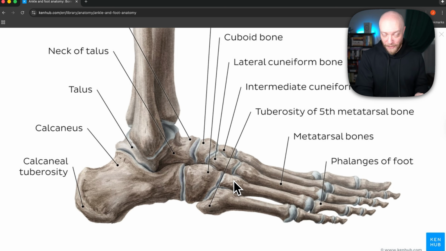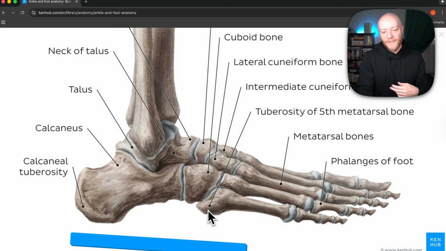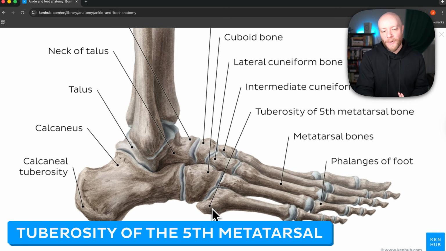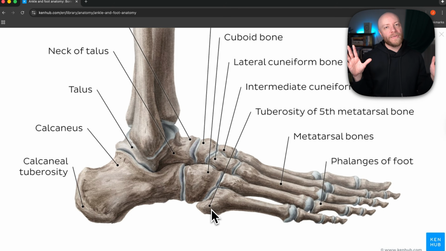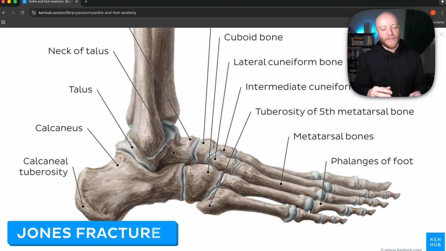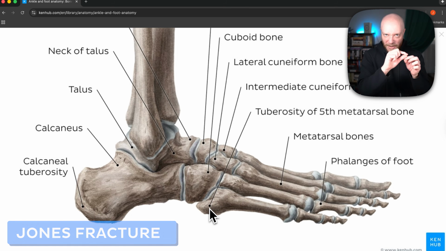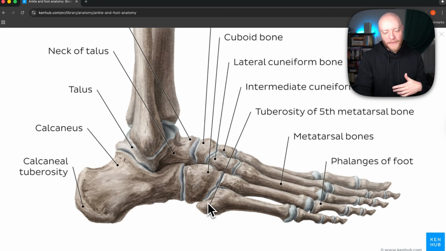But one thing we also want to take note of is this right here. This is the tuberosity of the 5th metatarsal. And you see this in athletics all the time, something called a Jones fracture, which is where this little projection here can break off and fracture. And it actually has a pretty extensive recovery time, all things considered, which is never fun.